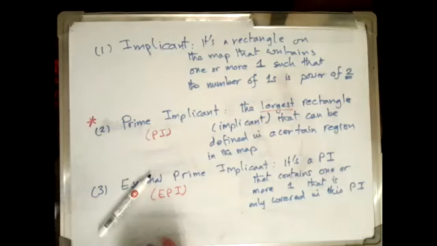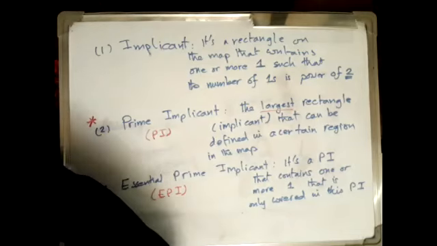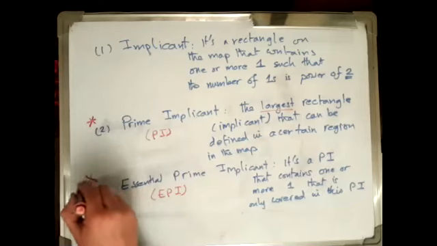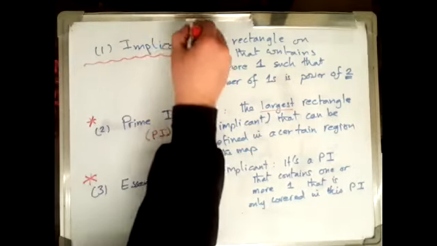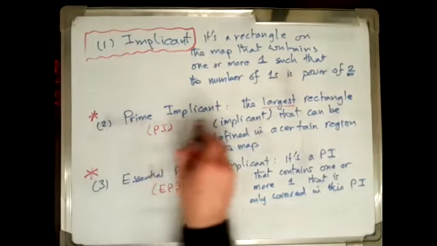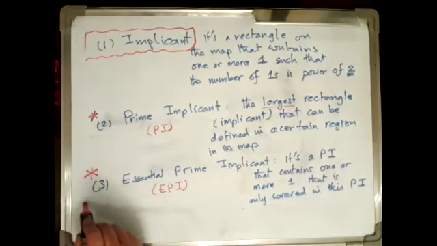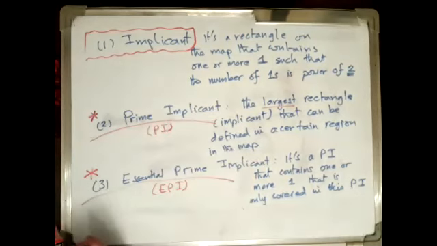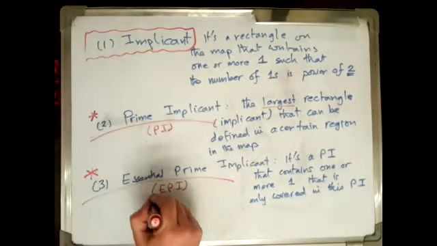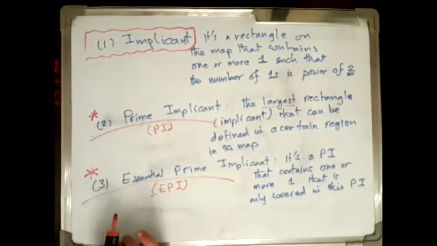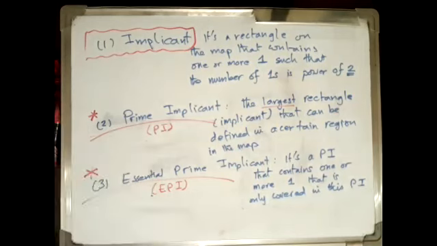Next time, we will look at examples on these. We don't look for implicants. When we do simplification, we look for prime implicants and essential prime implicants. This is what we want to find from the map. If we find these, then we can simplify any logic function. The idea is very straightforward. All right, any question?